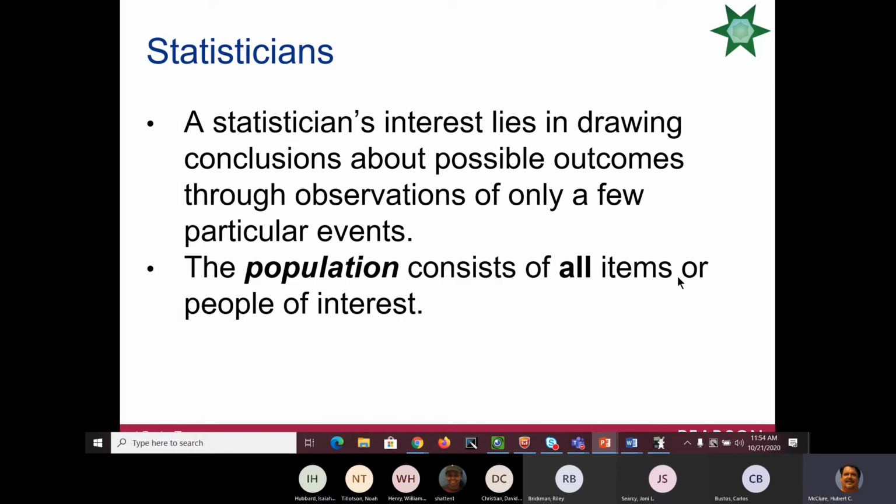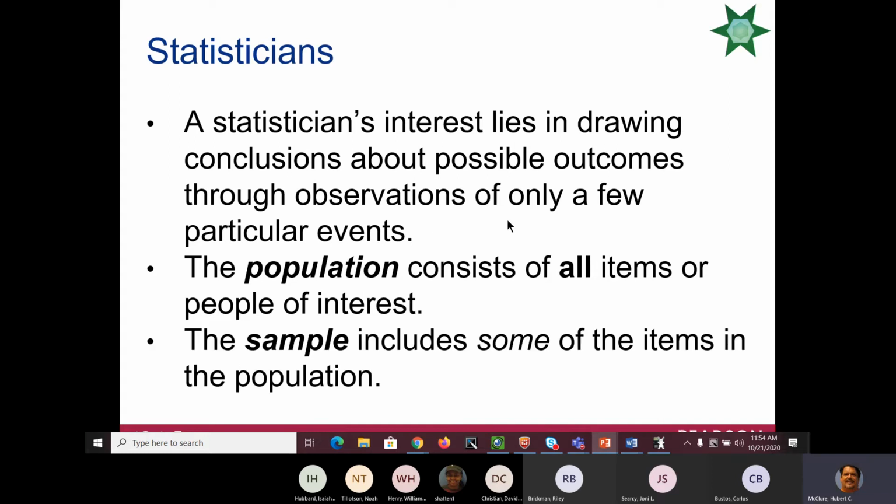And a population consists of all items, so that's the biggest. The population is the biggest group. We already talked about population. That's why I hate reading these things. I feel like I'm boring everybody with going over definitions. A sample includes some. Sample is smaller than the population.